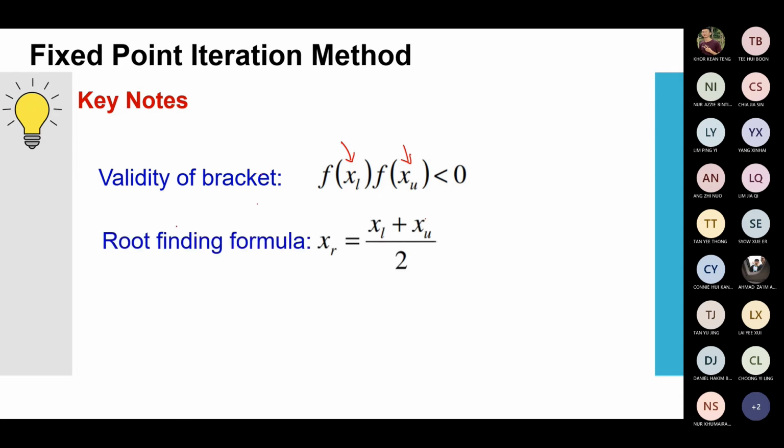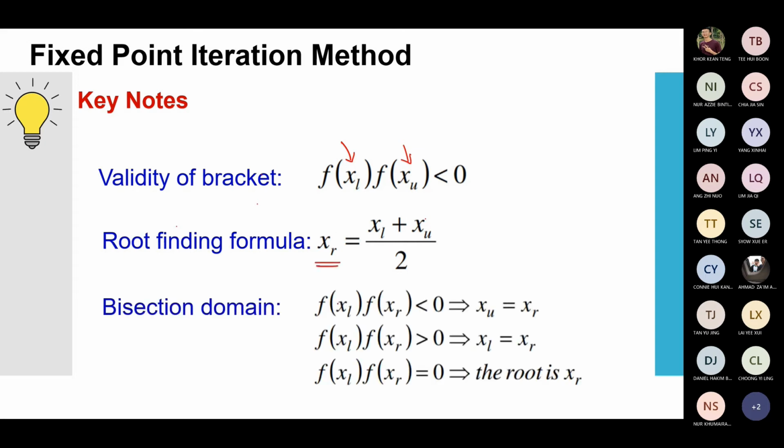Next, you need to find the new root finding formula. This is also called the iterative formula, which is XR equal to XL, the lower boundary value, plus the upper boundary value, divided by 2. We call this the iterative formula, used to determine the new value, or the roots, XR. Remember that.